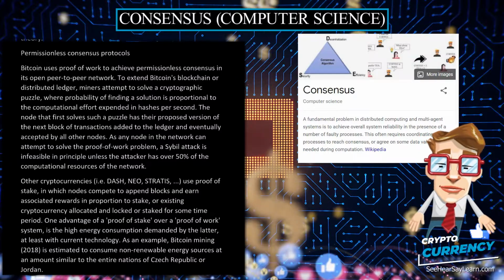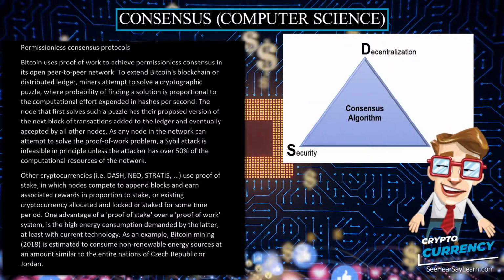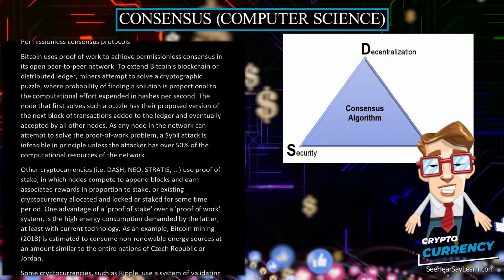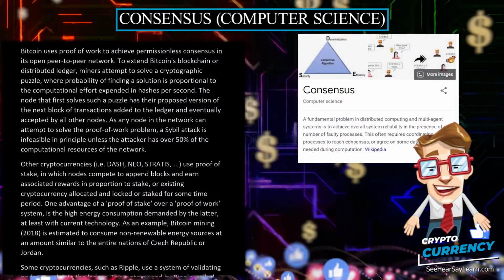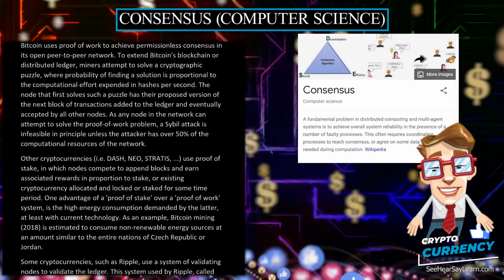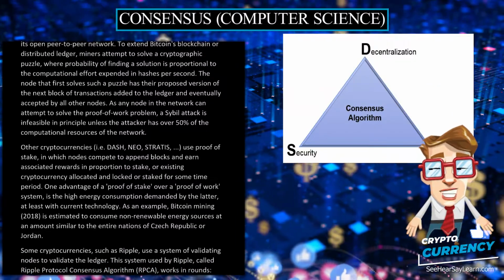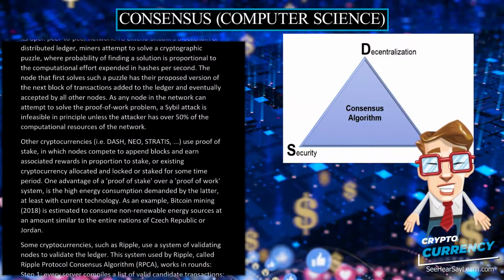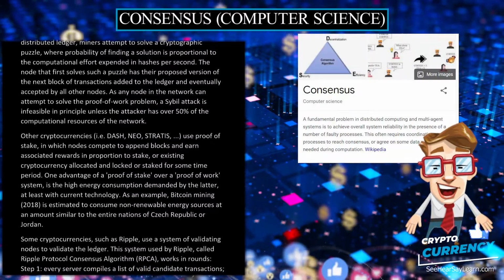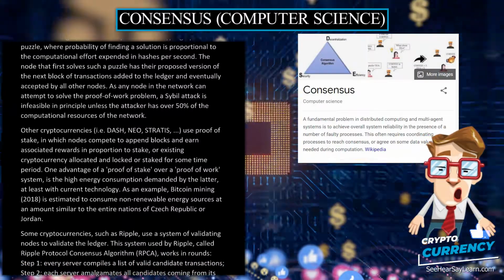One advantage of a proof of stake over a proof of work system is the high energy consumption demanded by the latter, at least with current technology. As an example, Bitcoin mining in 2018 is estimated to consume non-renewable energy sources at an amount similar to the entire nations of Czech Republic or Jordan.